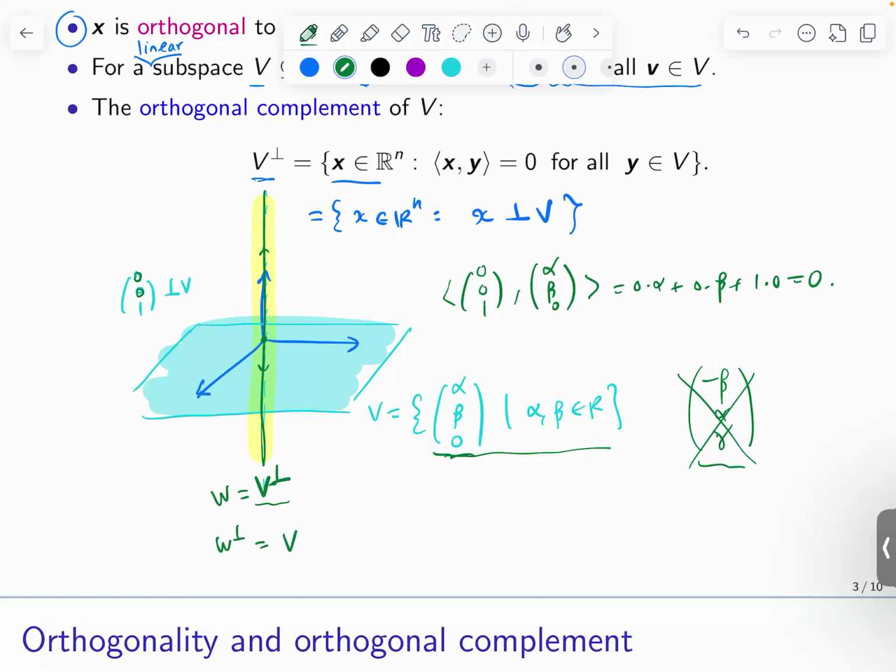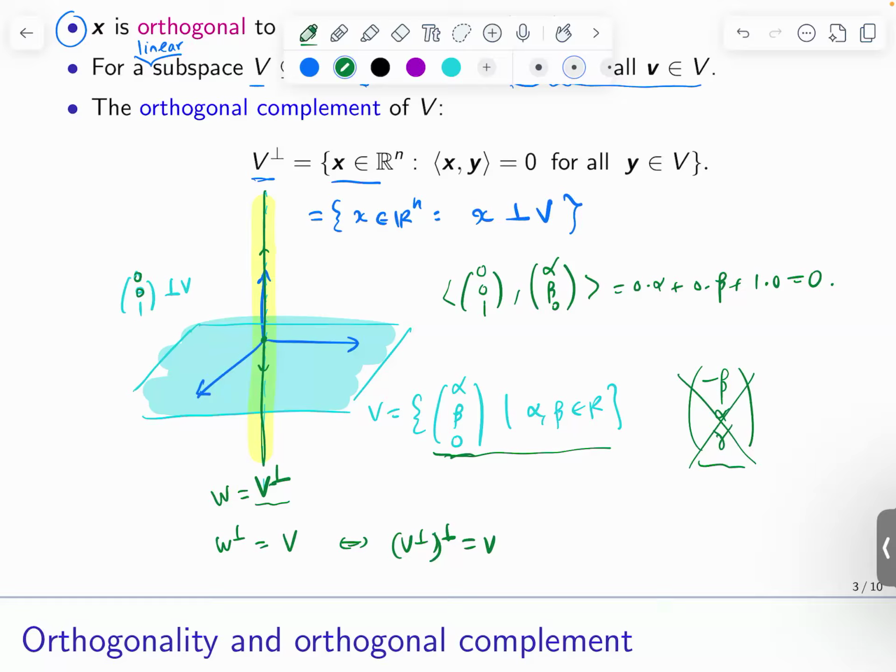Okay. So this gives us an identity that is in general true: V perp perp gives you back V. If you take perp twice, you get back the same thing. So there's really a duality. You can't generate infinitely many subspaces this way. Just start from one, you get another one, and then back to the first one. So there is a duality relation.